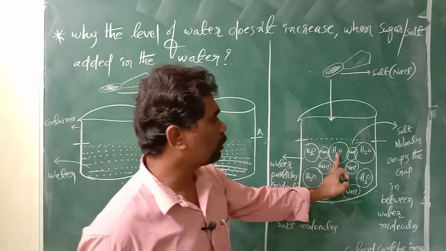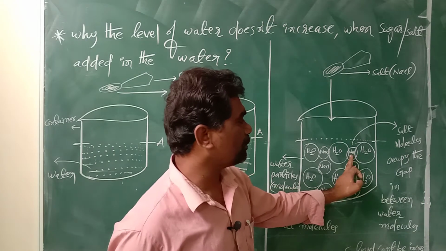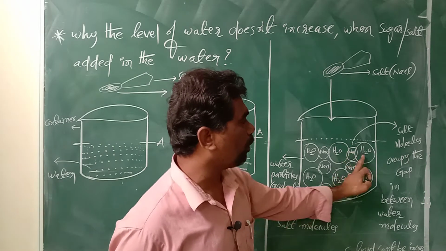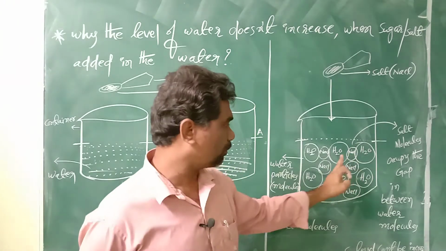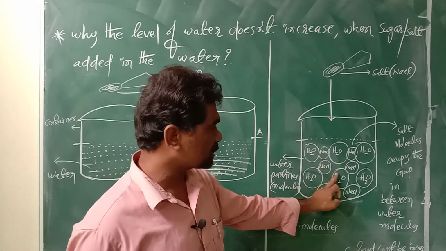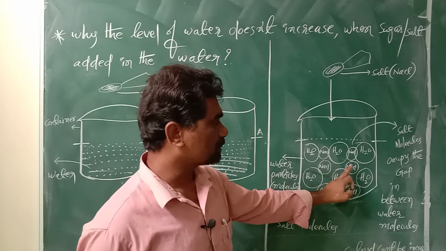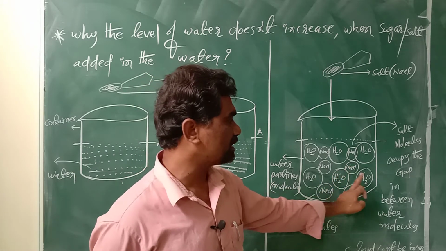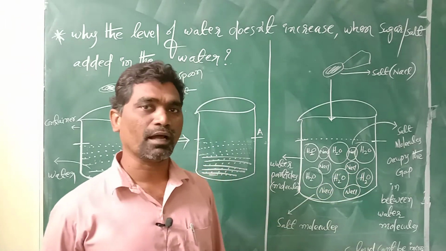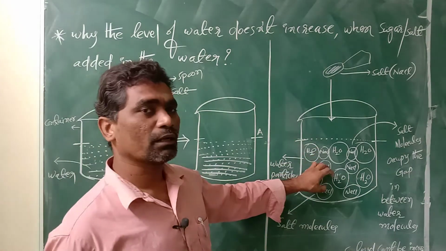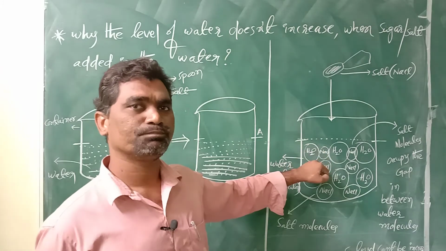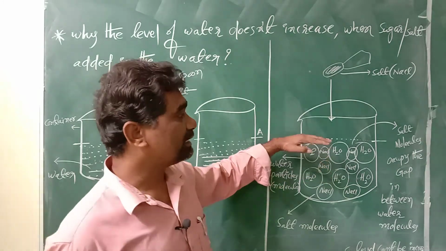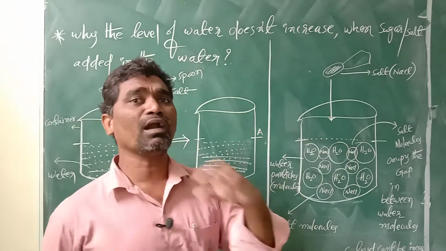Here two water molecules are there, and here the gap is there. The gap between two water molecules is occupied by the salt molecule. Here also a salt molecule is occupying space between the water molecules. So the salt molecule is occupying the space between the water molecules. Like that, the gaps between the water molecules will be occupied by the molecules of salt. So that's why the level of water will not increase.